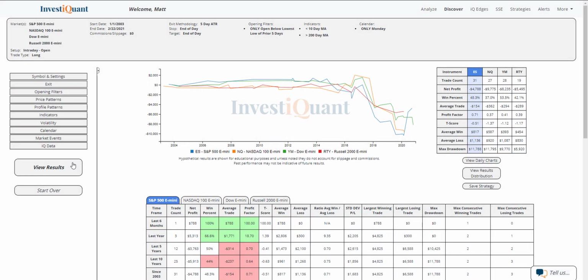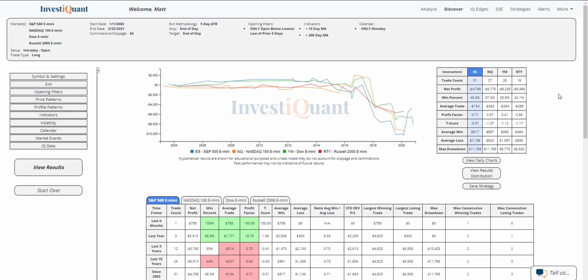And here we go. These are the results of going long at the open of regular trading hours, which is 9:30 a.m. Eastern Time, exiting at the close, which is 4:15 p.m. Eastern Time, when it is a Monday and you're opening below last week's low in a similar market environment, which is below a 10-day simple moving average, but above a 200-day simple moving average. Historically, dating back to 2003, the S&P has seen this pattern take place 31 times, the NASDAQ 27 times, the Dow 28, and the Russell 19.